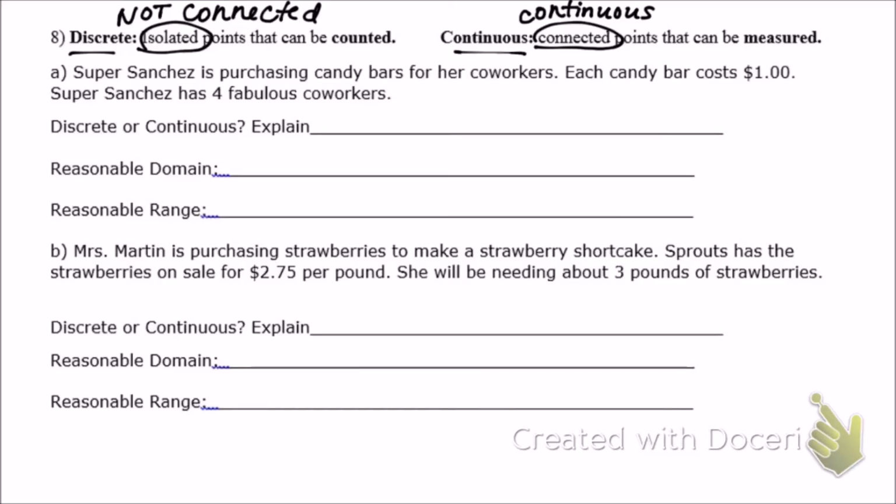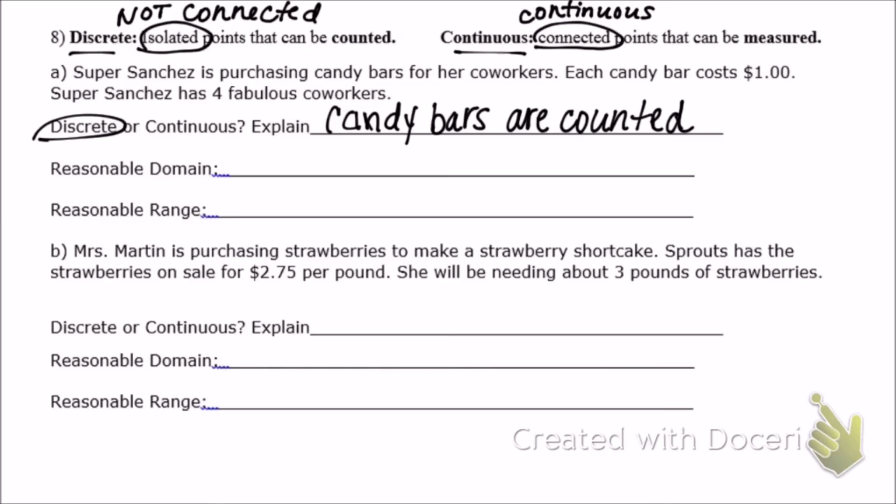So part A says, Super Sanchez is purchasing candy bars for her coworkers. Each candy bar costs $1. Super Sanchez has 4 fabulous coworkers. So is that discrete or continuous? We would say discrete because our candy bars, what we're actually purchasing here, are counted, not measured.